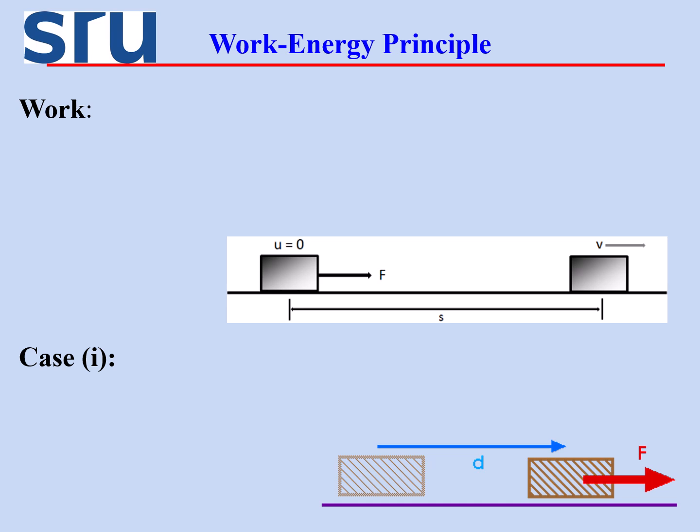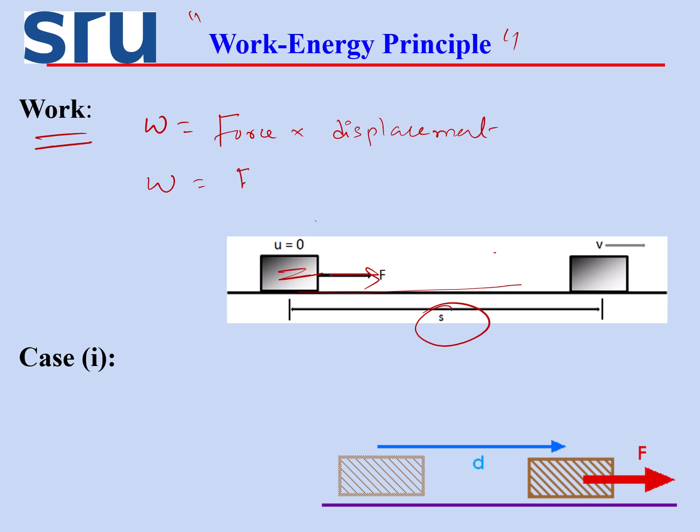Now coming to the work energy principle, first what is work? How can we define work? Whenever a force acting on a body displaces the body in the direction of force. So a force is acting on this body in this direction. Due to the force it is displaced a distance s. Now the work done is W equals the product of force into displacement, so F into S.